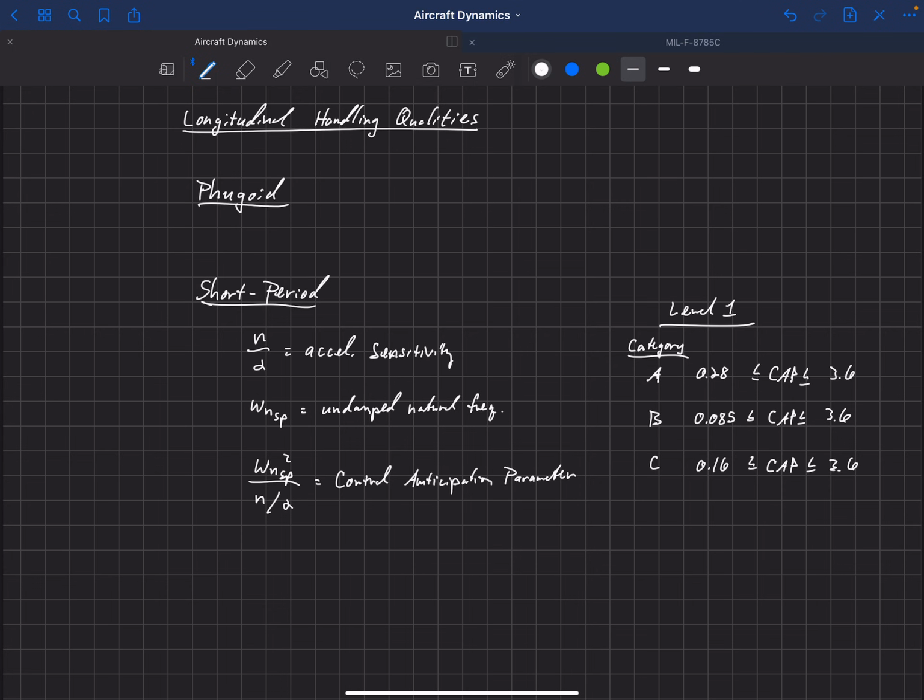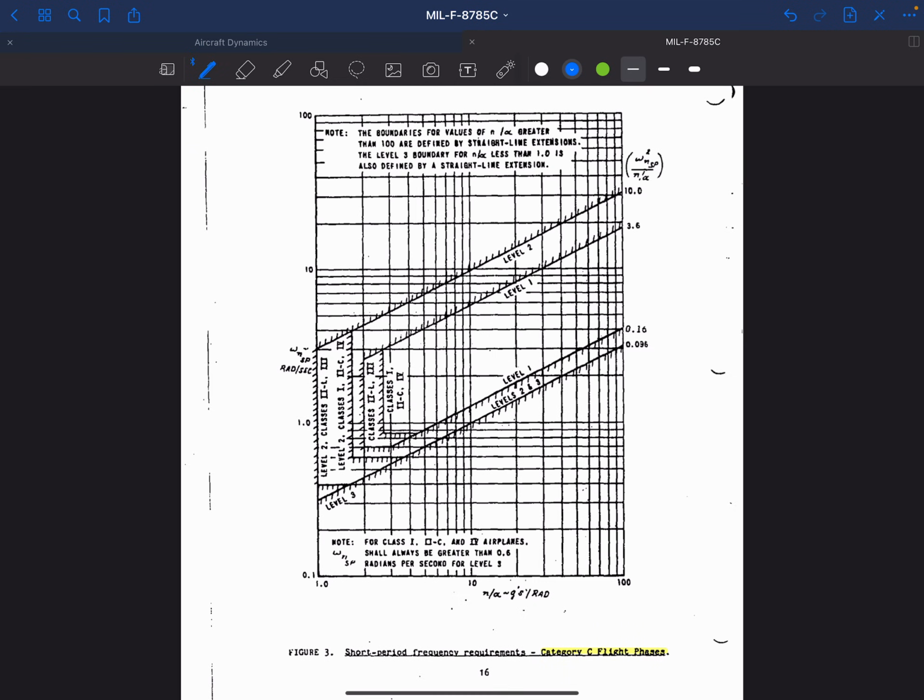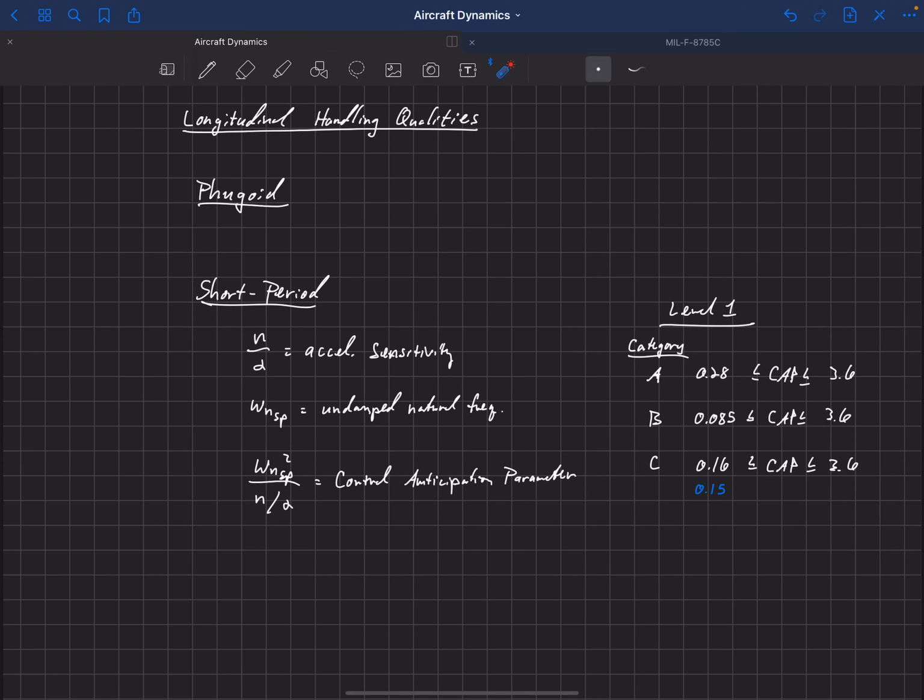Now, I want to point out, I don't know if it's a discrepancy or what, but in Phillips's Mechanics of Flight book, he uses 0.015 here, right there. And when you go to this document, it's clearly 0.016. So I'm just going to flip back over there. This is the number we're talking about right here. To have level 1 handling qualities, category C, you've got to be above 0.16. So I'm not sure where he gets the 0.15. All of his other numbers match, so I don't know if that's a typo or what in his book. But so that's level 1.